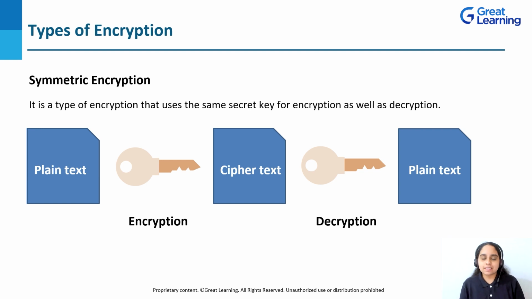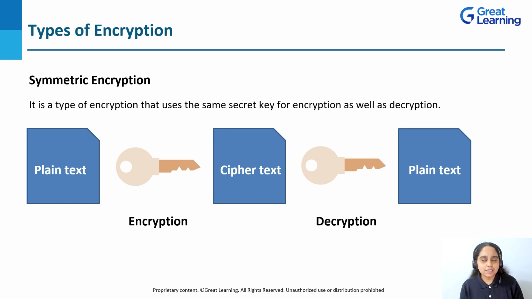The first type is symmetric encryption. Symmetric encryption is also known as secret key encryption. In symmetric encryption, the message is converted into an unreadable format. Only the authenticated user who has the decryption key will be able to decrypt the message.